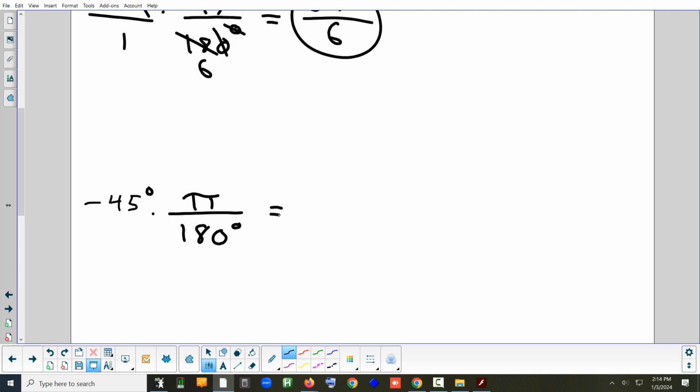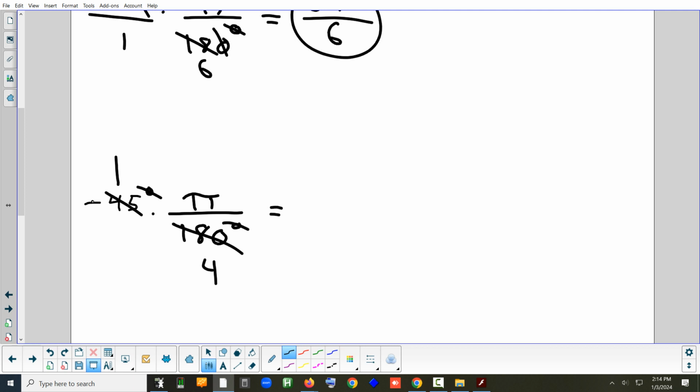So what's a bigger number? 45 goes into both. So 45 goes into 45 how many times? Once. And 45 goes into 180 four times. And what else can I cross out? I forgot to do it. Degrees. Yeah, we cross out the degree symbol.